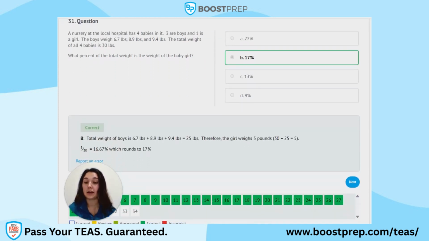So you need to calculate the total weight of the boys first. So 6.7 pounds plus 8.9 pounds plus 9.4 pounds equals 25 pounds. Therefore, the girl weighs 5 pounds. The total weight is 30. You subtract 30 minus 25. That gives you 5. You then want to turn that into a fraction, turn that into a percentage, which is 5 divided by 30 equals 16.67, which rounds to 17.